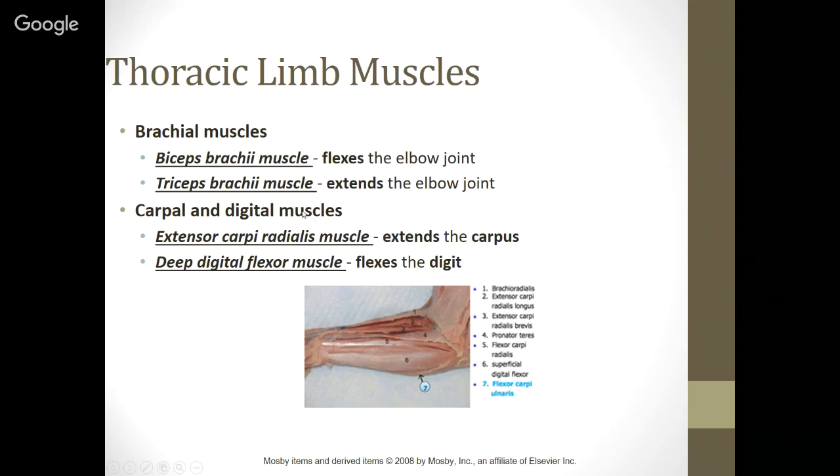The brachial muscles you'll need to remember. The biceps brachii, which flexes the elbow joint. The triceps brachii, which extends the elbow joint. And the carpal and digital muscles. The major ones are the extensor carpi radialis muscle, which extends the carpus, and the deep digital flexor muscle, which flexes the digit.